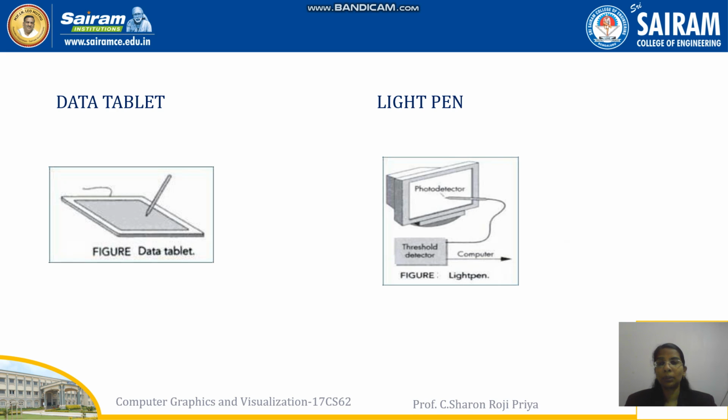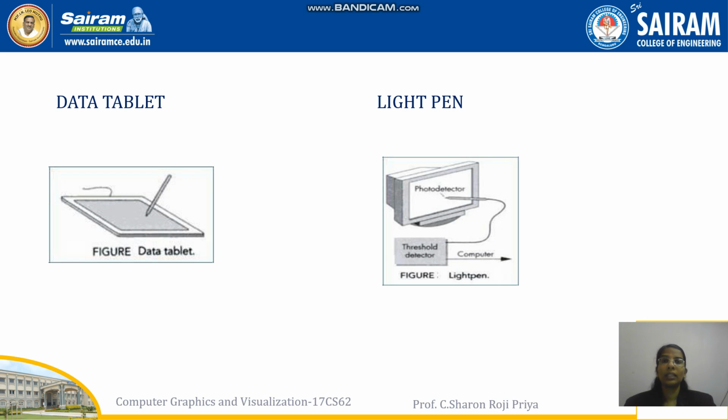Next is data tablet. Here we'll have rows and columns of wire under the surface, and the position of the stylus is calculated by the electromagnetic interactions between the signals across the wire. Right, and this data tablet is an absolute positioning device.